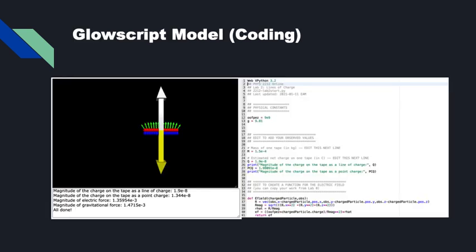So here's my GlowScript model. On the left we've got the program running itself with the gravitational force vector, the summation of the electric force vectors being the big white one, and then each individual electric force vector along the line of charges. And then down below we've got the four calculated values. The first being the magnitude of the charge on the tape as a line of charge, and then as a point charge, as well as the electric force and gravitational force. And then on the right we've got the first 40 or so lines of code.